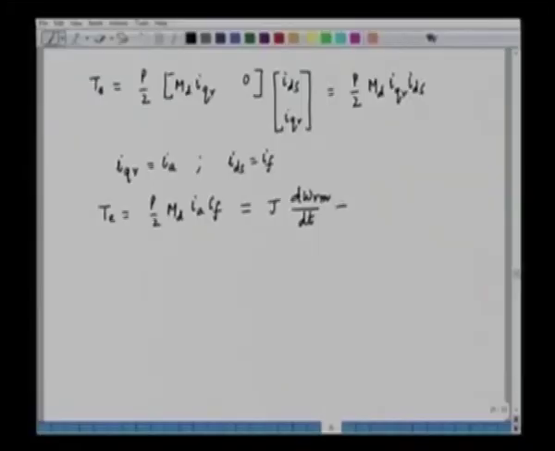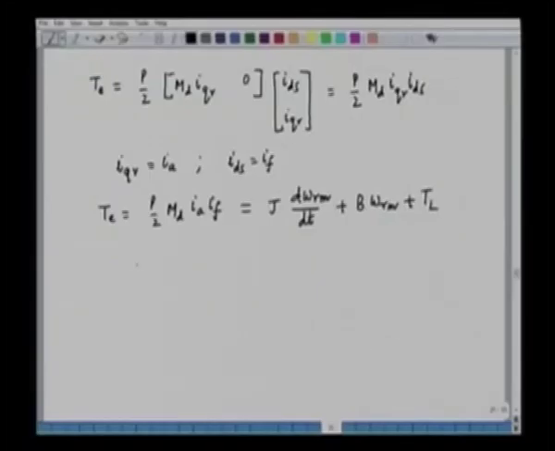We can also have the viscous friction, that is B omega r m. Again omega r m is the mechanical speed and B is the coefficient of viscous friction. Of course, you can also have the load torque TL. So if we solve this equation, maybe numerically, we can get the expression for omega r m. Omega r m is the mechanical speed.